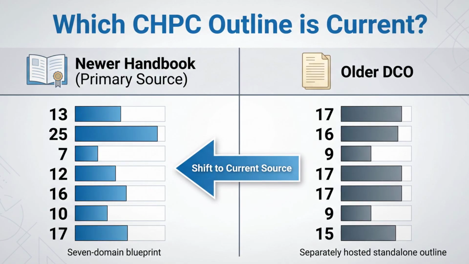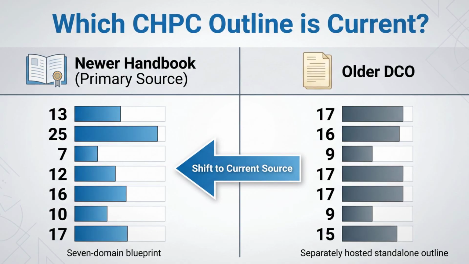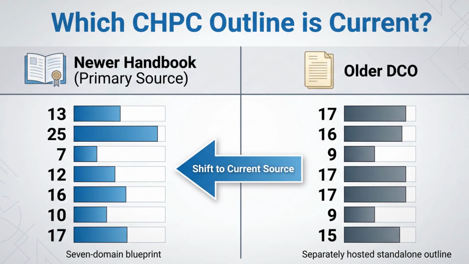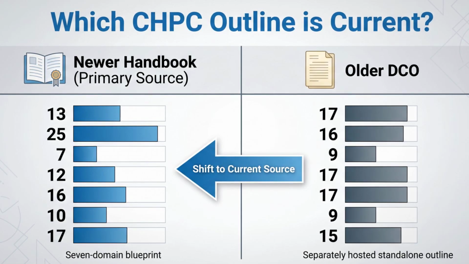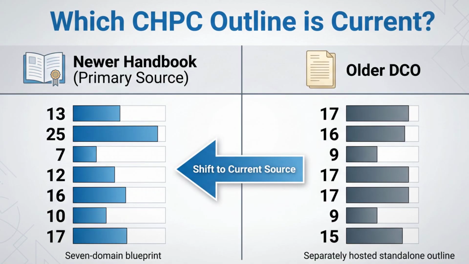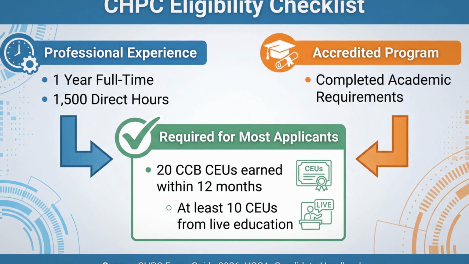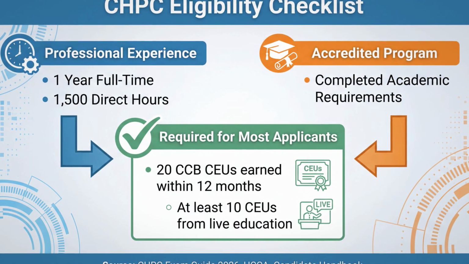Its 7 domains are weighted differently, and it no longer publishes cognitive level totals. If the materials CCB sends you point to a different outline, contact them directly to confirm which document controls your specific exam form. Before you can test, you must meet the eligibility requirements.